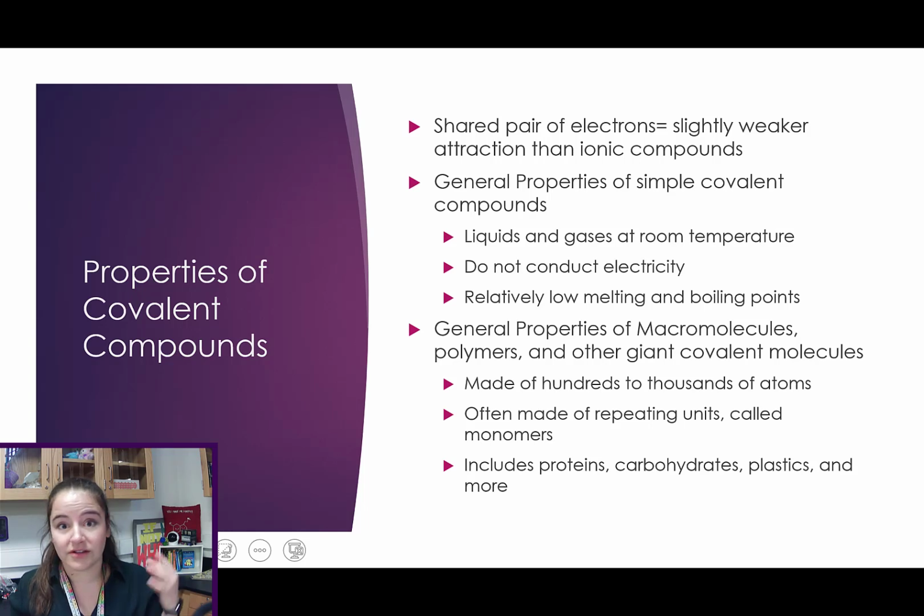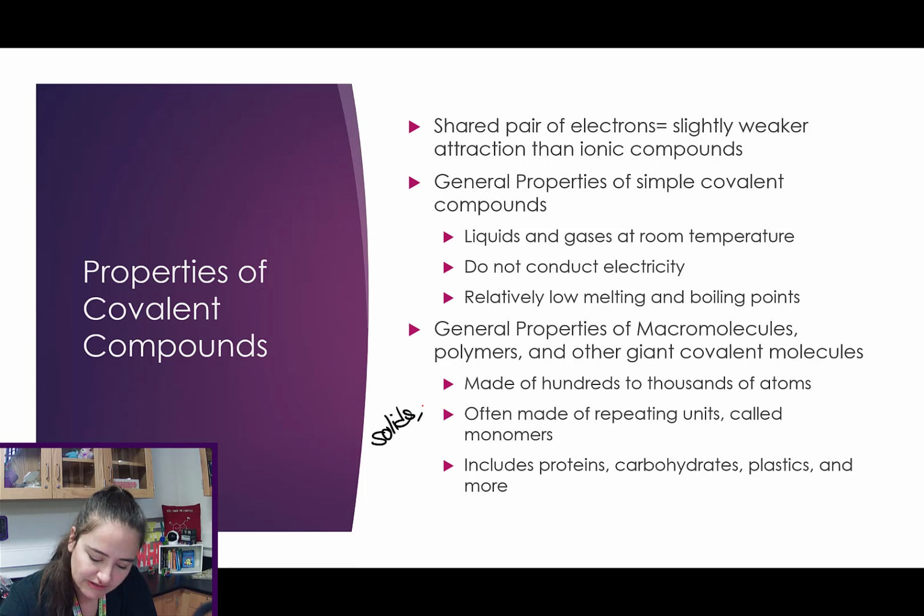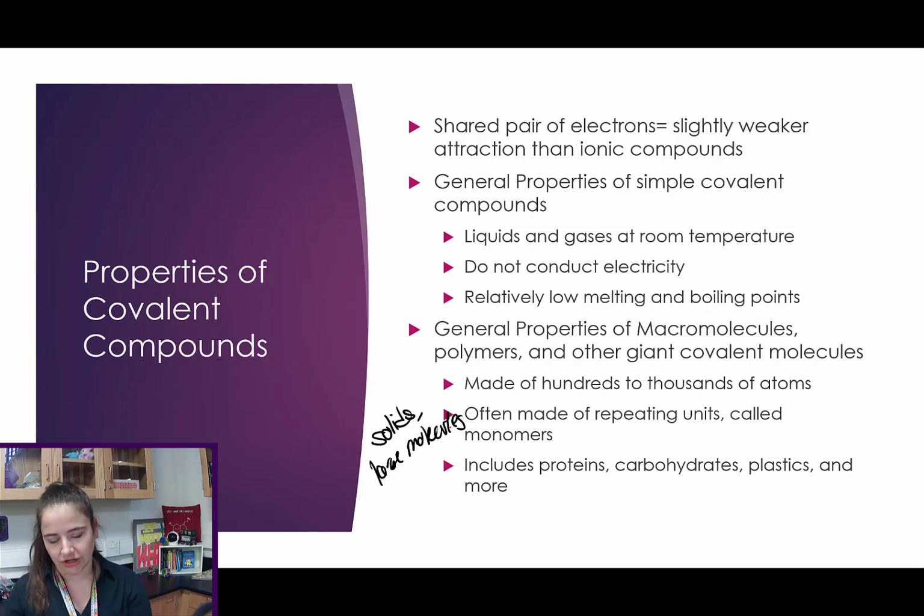Now, we do have to be aware that there's also the macromolecules that are covalent. These are things like plastics or carbohydrates or polymers, all of these big ones, and granted, plastics and carbohydrates are a subset of polymers. But for those ones, they are going to have different properties because they're just made of thousands and thousands of atoms. They're made of repeating units called monomers, and this includes proteins and carbs and plastics and all of those. These are generally solids at room temperature. They are large molecules, but they still have the same general properties of covalent ones.